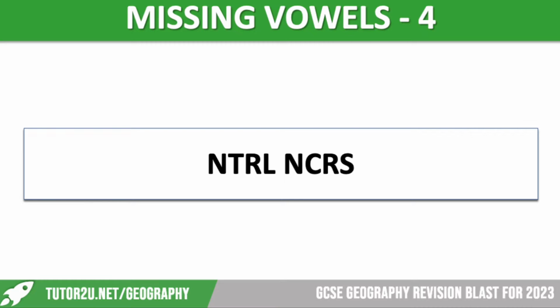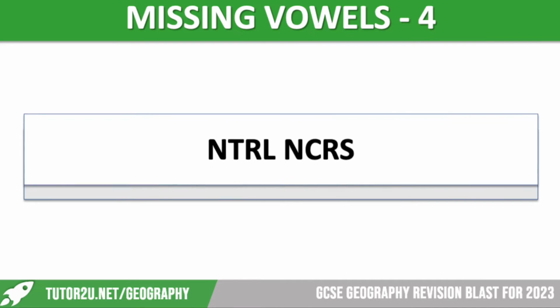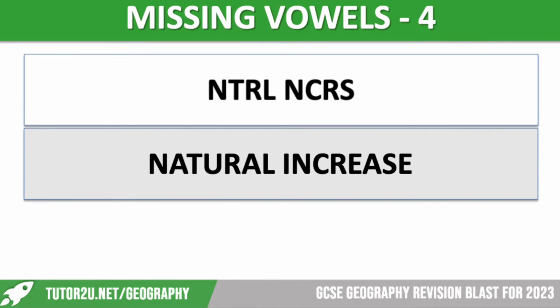Okay, if we worked it out, let's reveal. It is natural increase. So this is the difference between the birth and the death rate. And if the birth rate's higher than the death rate, then our population is naturally going to increase in size. And that is what we are seeing across the world in lots of low-income countries and lots of newly emerging economies where healthcare means that people are living longer, so therefore the death rate is lower.